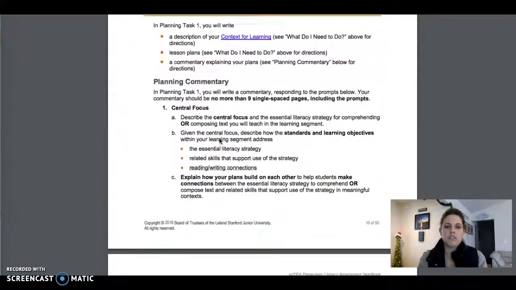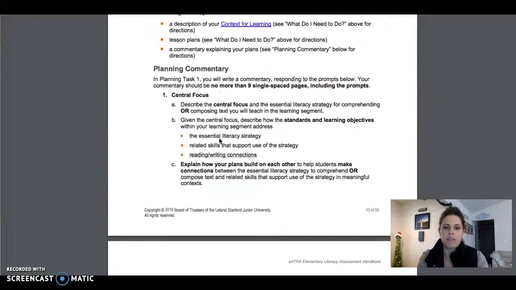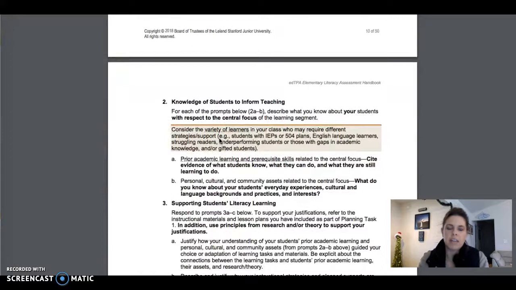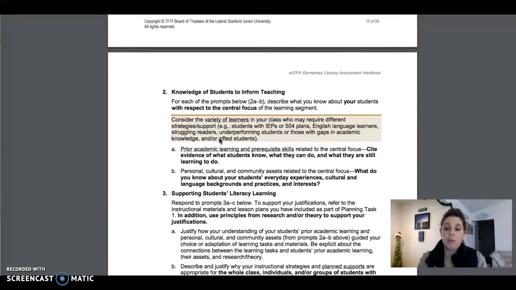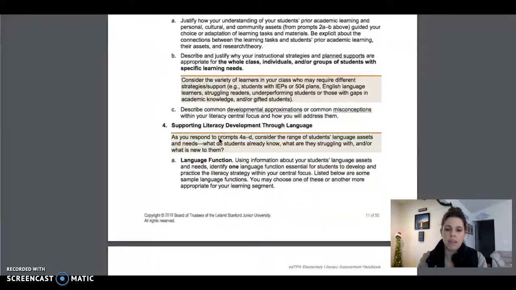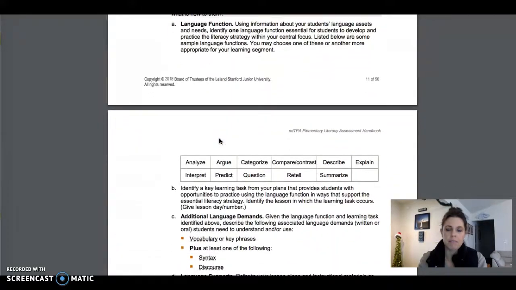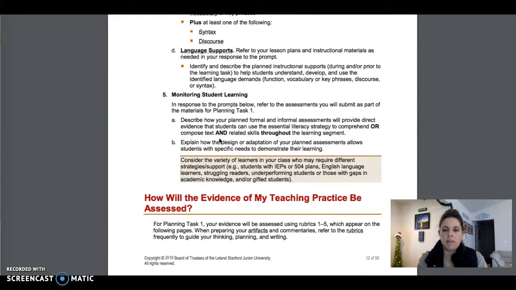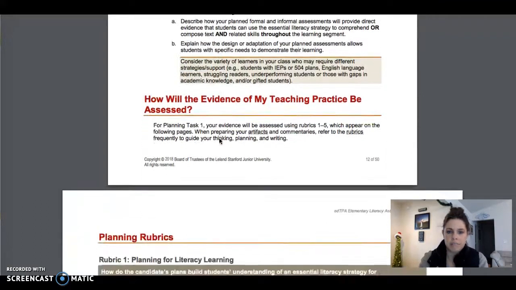But I do want you to take a minute and just look through this because you'll need to speak to these in your planning commentary at the end of task 1. So just be aware of this as you're building your unit plan so you are making connections in this. And this further defines your central focus, your demands, your language supports, and things like that.